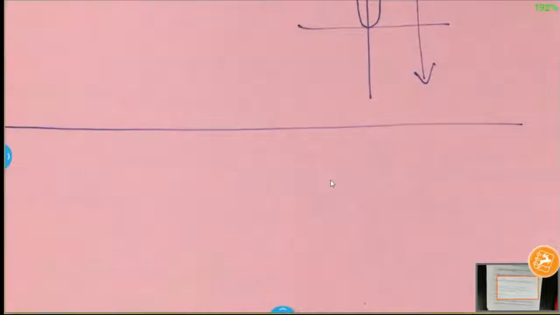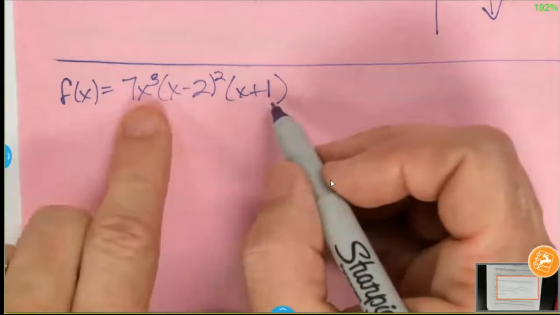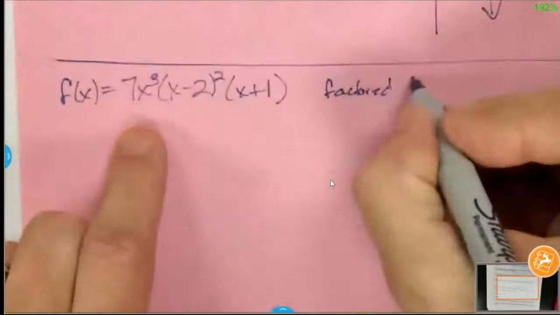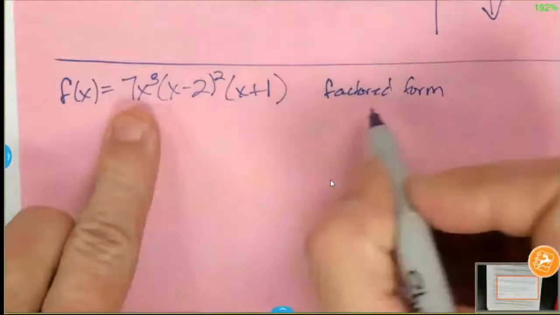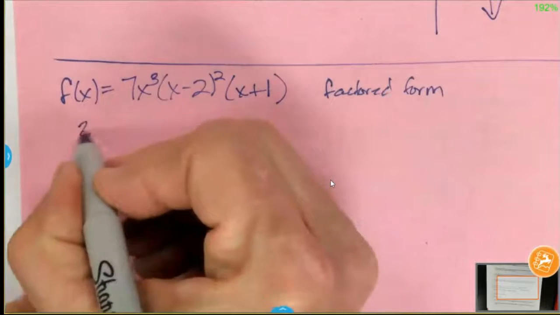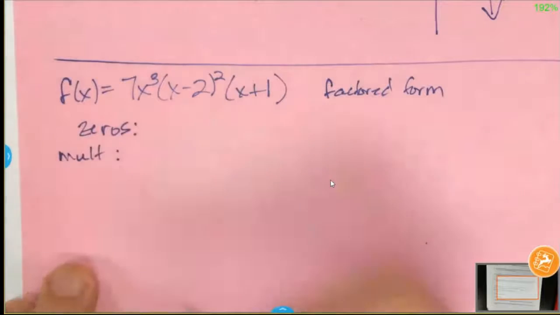We can do the same thing if we have something that's in factored form. Let's look at this one. Now this one, because it's in factored form, we should be able to even get more information about it besides just the end behavior. We should be able to tell what the zeros are and the multiplicities. And those are going to tell us something about what the graph looks like, and we're going to talk about that too. But before we do that, let's just write down those zeros and the multiplicities, and that way we can look at our degree and our leading coefficient.